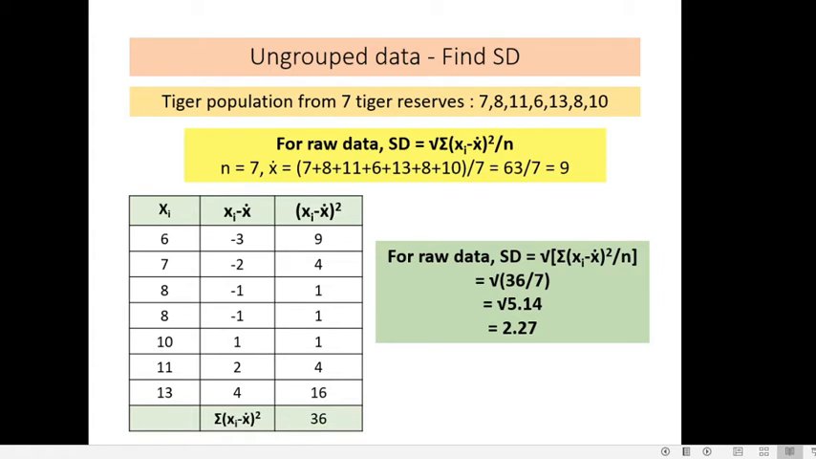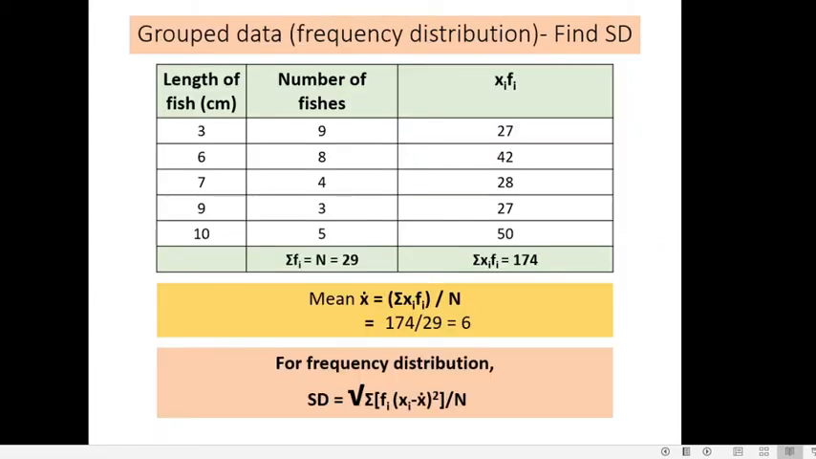Now we move on to how it is calculated for grouped data. So we have a frequency distribution here. We have studied around 29 fishes in our study. We have measured their lengths and we get 9 fishes of length 3 centimeter, 8 fishes of length 6 centimeter, 4 fishes of length 7 centimeter, 3 fishes of length 9 centimeter and 5 fishes of length 10 centimeter. So the total number of fishes we studied was 29.